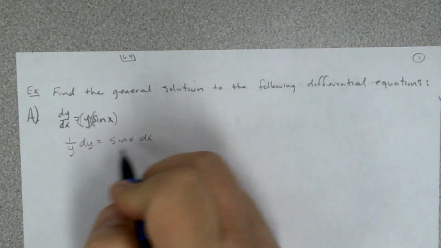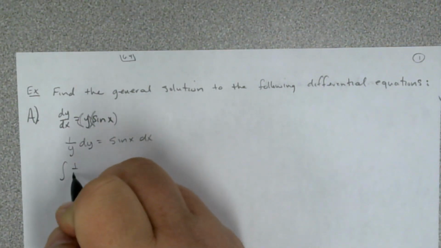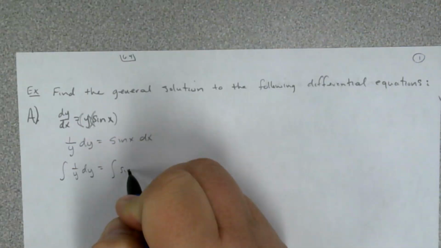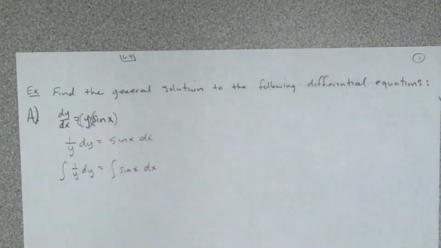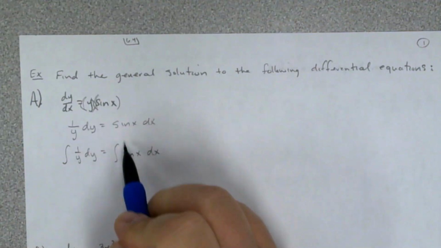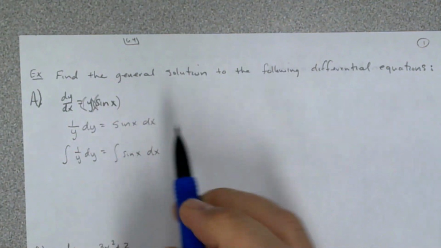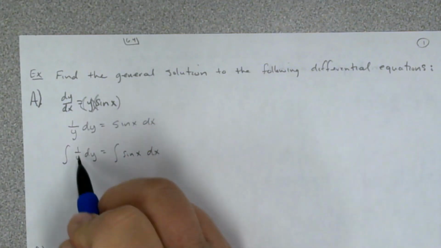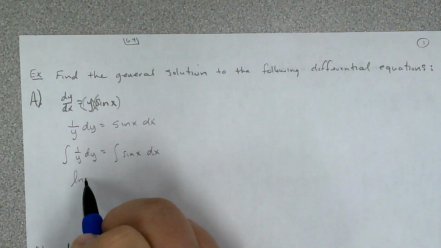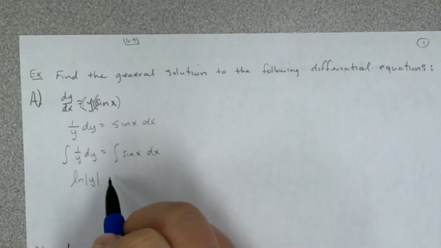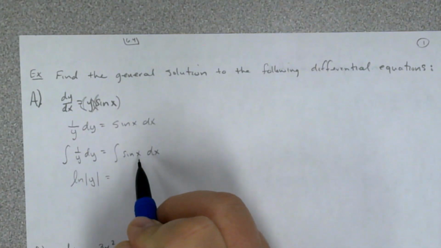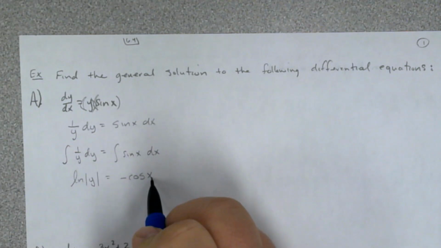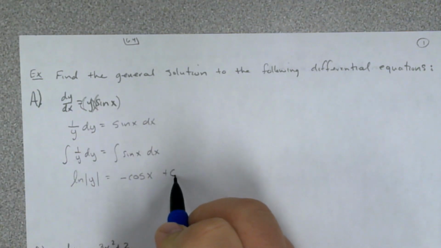I want you to do that, and then I want you to write it out as a separate line. Just get used to this. At that point, if there were constants, you could have moved them out to the front as we did along the way. We're going to integrate both sides, or find the antiderivative of both sides. This right here we know is the natural log of the absolute value of y. And then over here, we get negative cosine of x plus a constant.